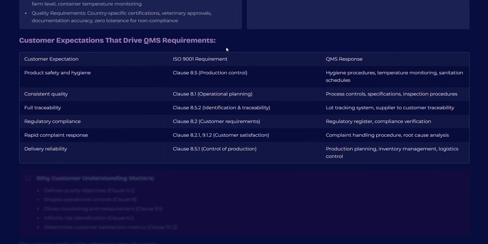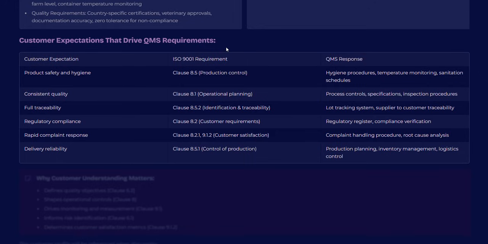Then we have full traceability. It's a requirement of ISO 9001 clause 8.5.2 identification and traceability. QMS response here is lot tracking system, supplier to customer traceability. We have regulatory compliance. This is an ISO 9001 requirement, clause 8.2 customer requirements. We respond with our QMS by regulatory register and compliance verification.